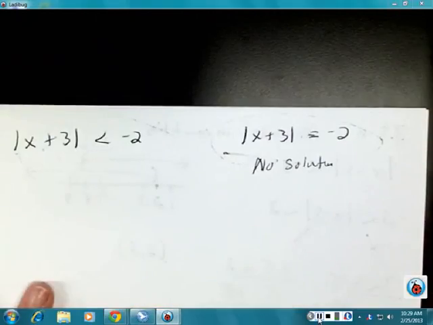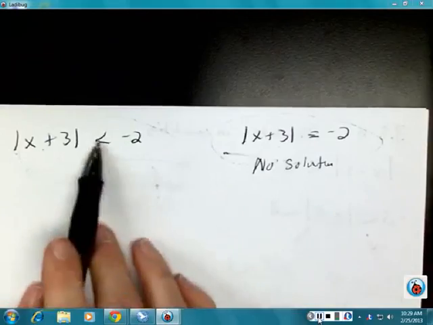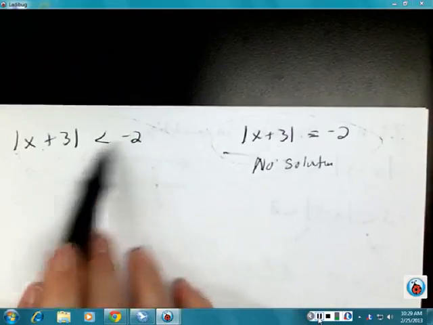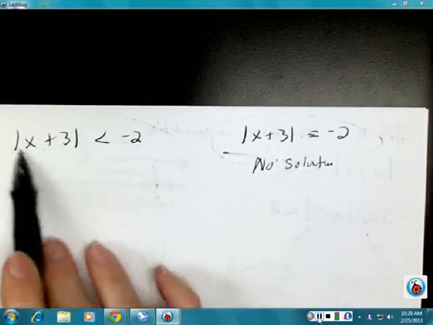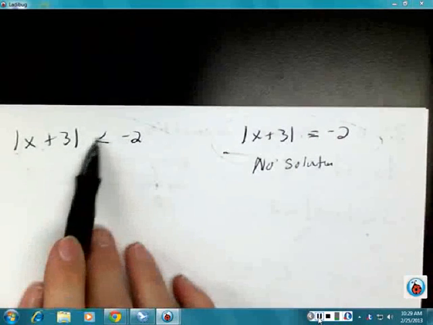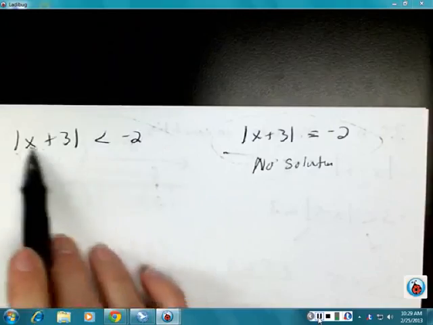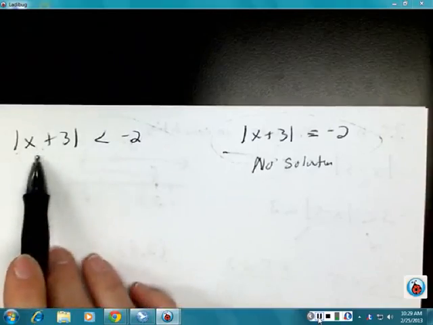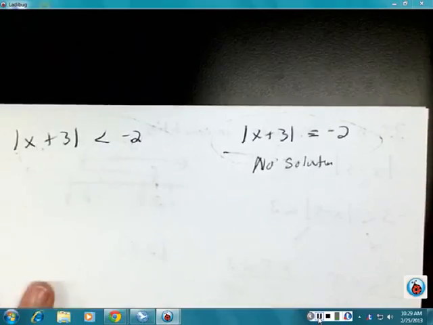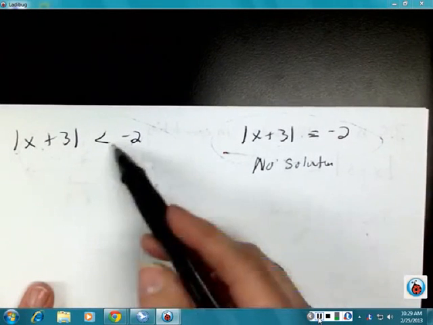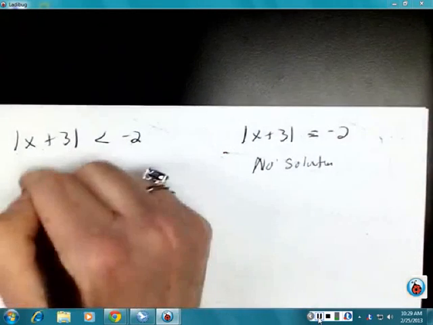There'd be no solution. It's negative. Right, because of this negative 2 here, I can't put anything inside of here that's going to make this side less than a negative 2, because everything that comes out of an absolute value is positive. So if it's positive coming out of here, I can't make anything happen to it. So this one is going to be a no solution.